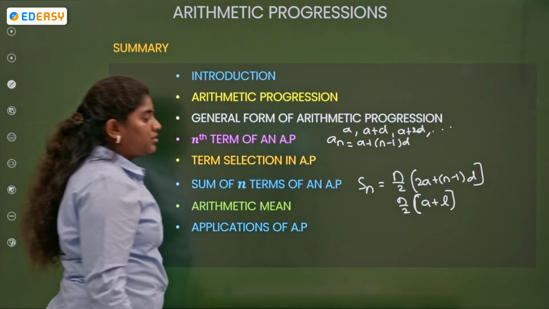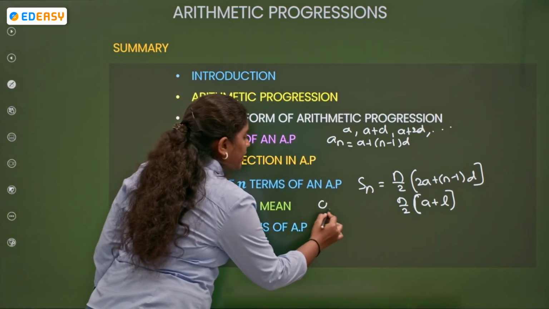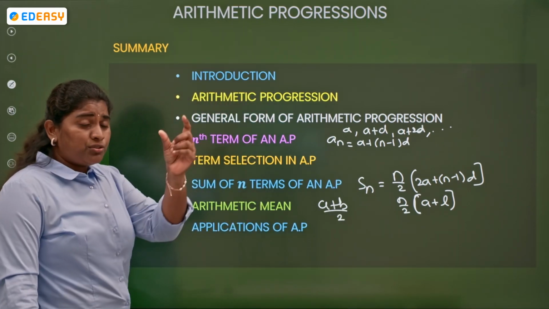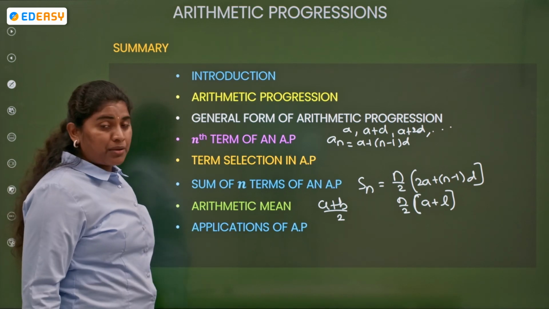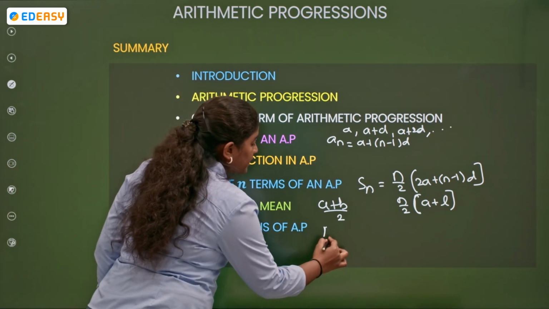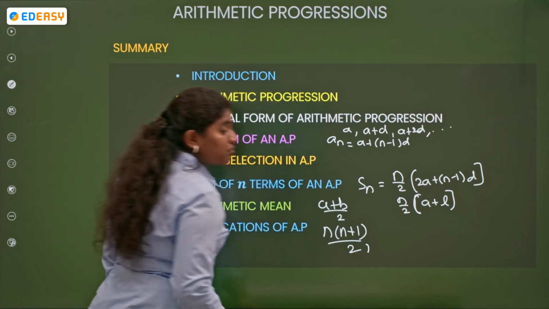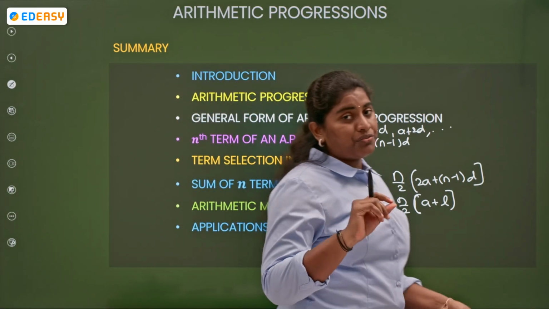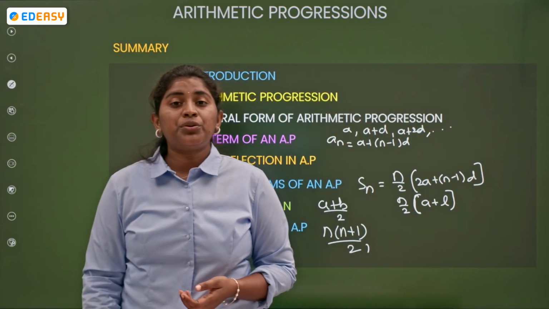Okay. Understood. Next, arithmetic mean means simply a plus b by 2. And for more numbers, the sum of those values divided by the number of values. And next, applications of AP. It means the sum of the first n natural numbers, n into n plus 1 by 2. And next, the sum of squares and cubes is also there. But still I have given only a few examples. Clear? Yes. So that's all for today's class.